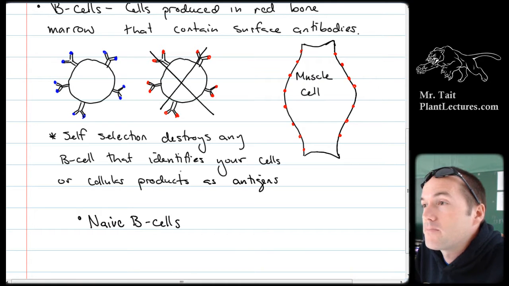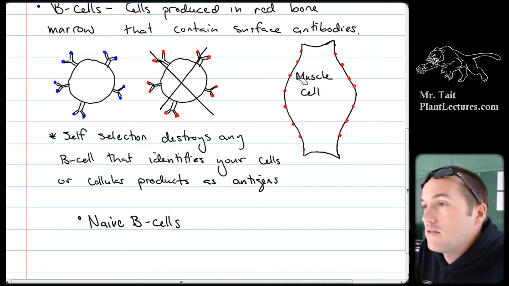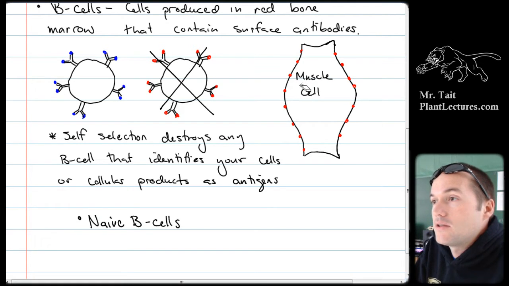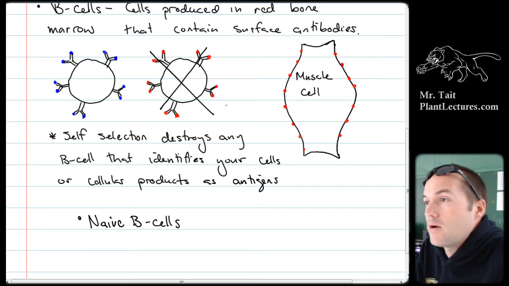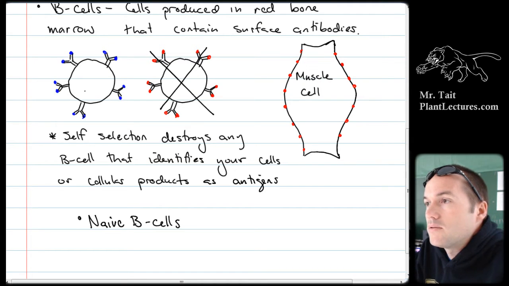Can you explain why there's an X through the red? Because this red B cell here would have responded to the muscle cell as an antigen, and you don't want your immune system to think your muscles are antigens. So it gets destroyed before it gets allowed to leave the bone marrow, and therefore only this one that didn't respond to your own cells was allowed to leave the bone marrow. Okay, so the B cell gets destroyed? Yeah, the whole B cell gets destroyed.